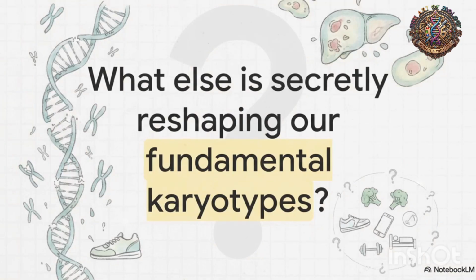This leaves us with one final, deeply important question. If alcohol exposure and chronic liver inflammation can wreak this much havoc on the very architecture of our chromosomes, what other lifestyle factors might be secretly reshaping our fundamental karyotypes right now? It's definitely something to think about.